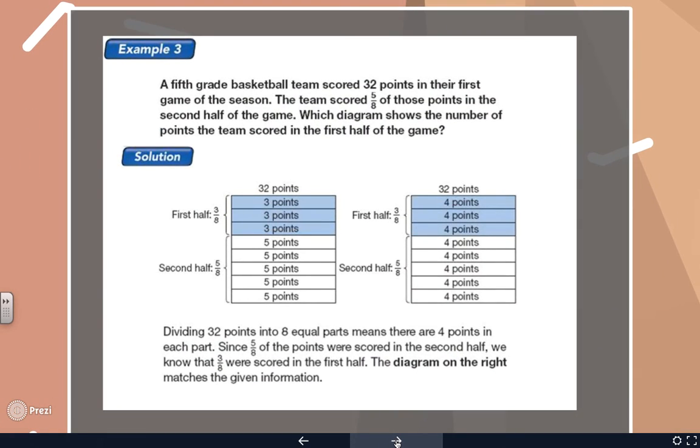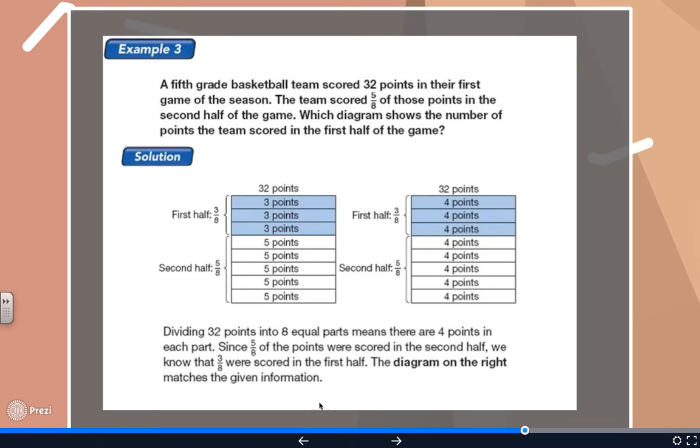Now, for example number 3, we have a 5th grade basketball team that scored 32 points in their first game of the season. The team scored 5/8 of those points in the second half of the game. Which diagram shows the number of points the team scored in the first half of the game?